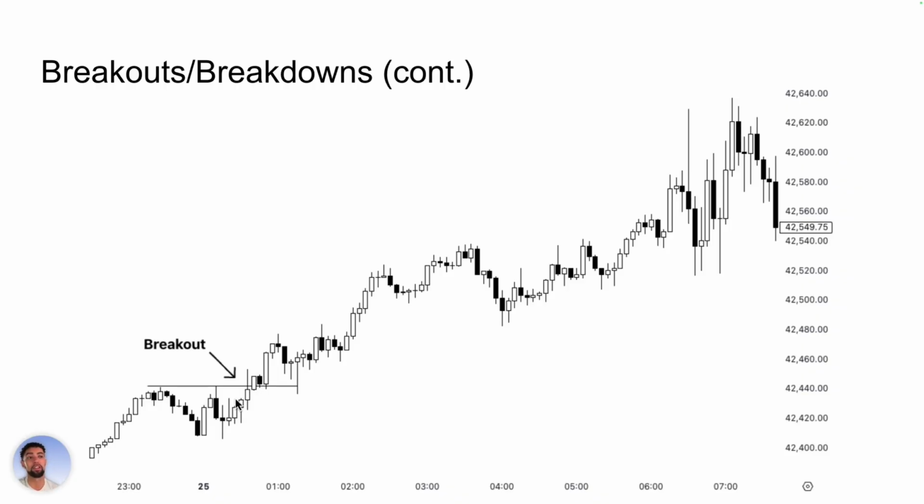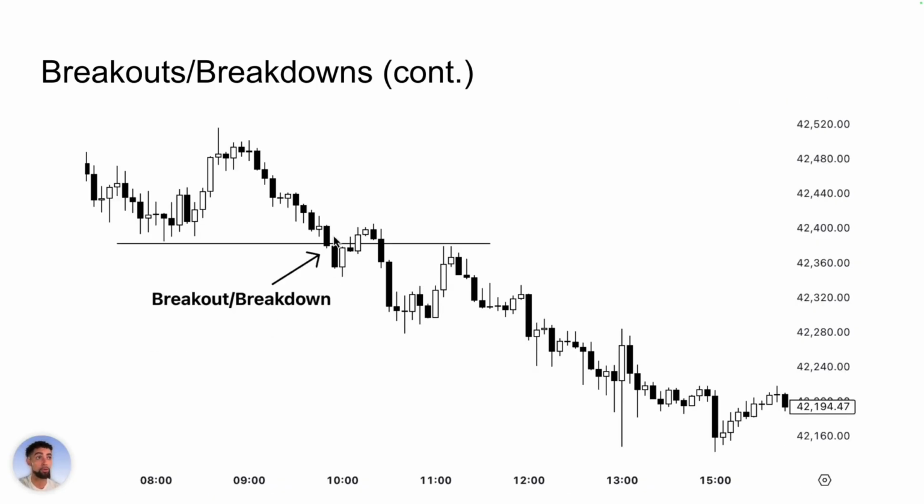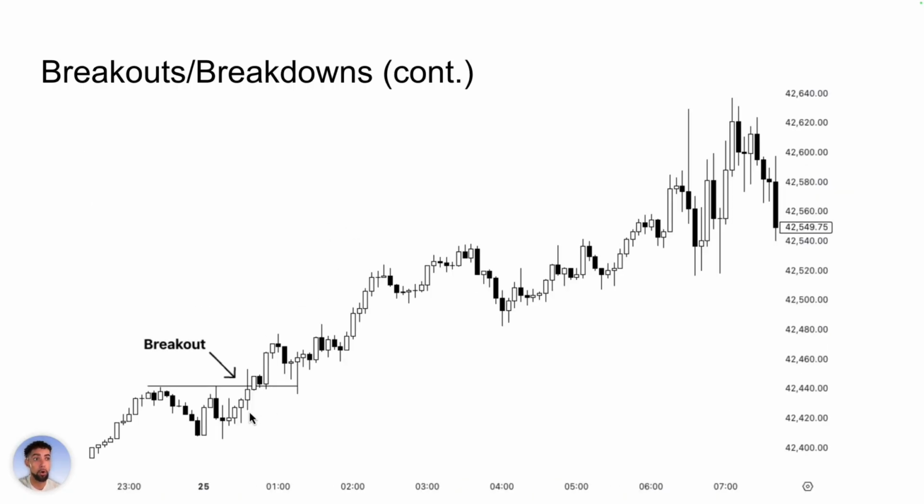And the reason why I'm saying this is because if you don't want your ultimate risk to be down here, at least risk underneath or above the breakout/breakdown candle, depending on which direction. If it's down, you want to risk above the breakdown candle. If it's up, you want to risk below the breakout candle. At least, bare minimum, right?